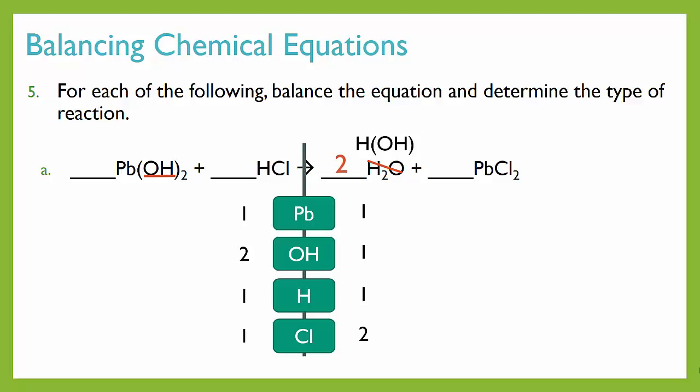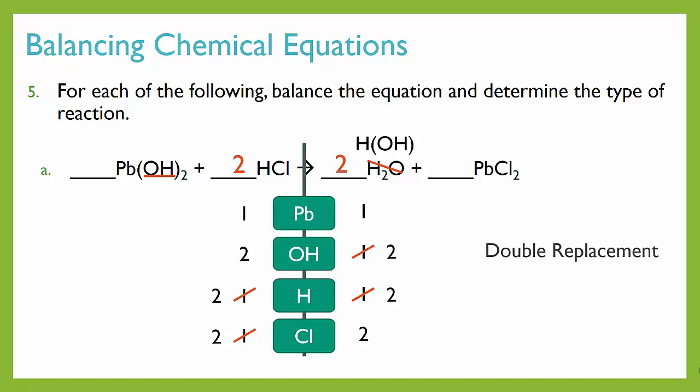I'm going to go ahead and start with the hydroxide. If I put a 2 in front of the HOH, in front of the water, that's going to give me 2 hydroxides, but it's also going to change the number of hydrogen to 2 as well. So it looks like we've taken one step forward and one step back, but this is actually really good because now I can go to the other side and put a 2 in front of the hydrochloric acid, and that'll give me 2 hydrogens and 2 chlorides. So now my equation is balanced.